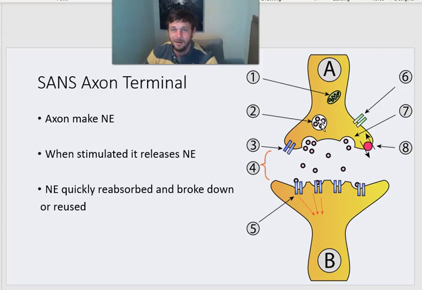Since it is a catecholamine, it gets broken down by MAO, monoamine oxidase, yeah. You might have heard of MAOIs, monoamine oxidase inhibitors, and we'll talk about those more when we talk about sedation and depression and that kind of stuff.